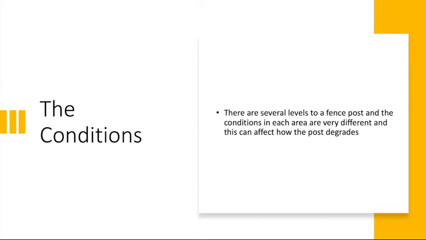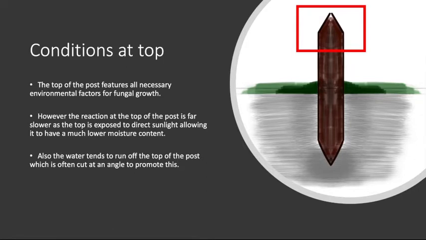The conditions. There are several levels to a fence post, and the conditions in each area are very different. This can affect how the post degrades. So let's look at the conditions at the top. The top of the post features all necessary environmental factors for fungal growth. However, the reaction at the top is far slower, as the top of the post is exposed to direct sunlight, hence drying it off very quickly.